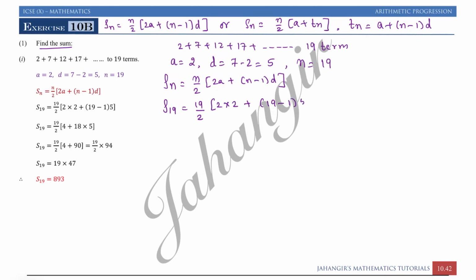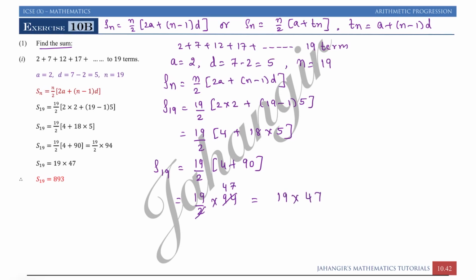So we can write 19 upon 2, 2 twos are 4, plus 19 minus 1 is 18, 18 into 5. So therefore S19 is 19 upon 2, 4 plus 18 fives are 90. So solving it, you will get 19 by 2 into 94. 2 ones are 47. So finally we will write 19 into 47. So 19 into 47, if you multiply, you will get, therefore S19 is equal to 893.